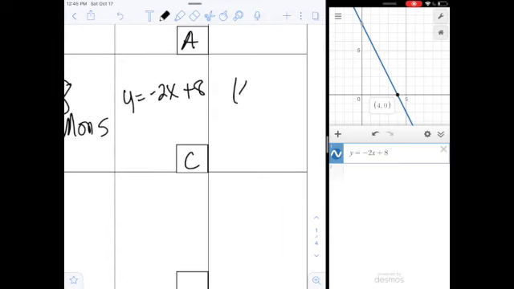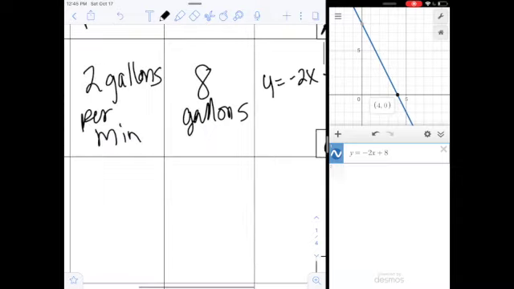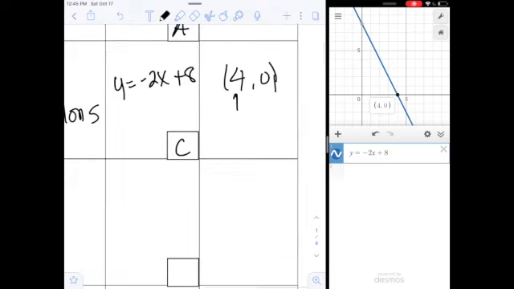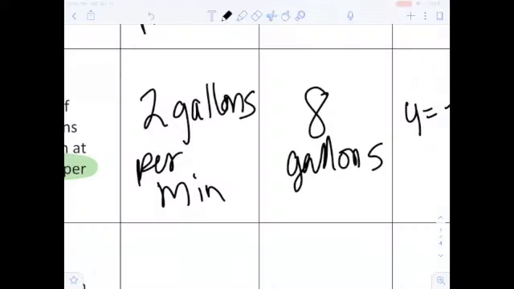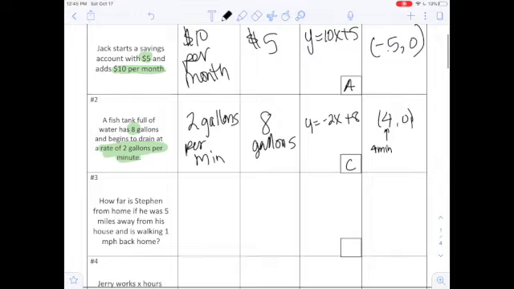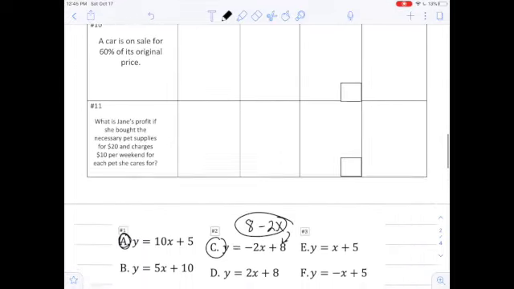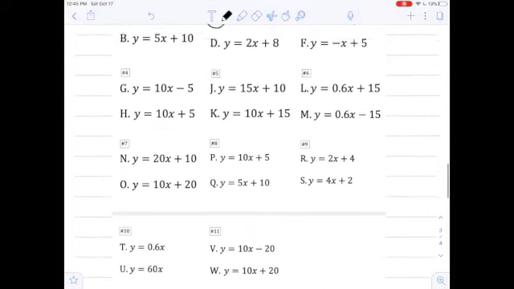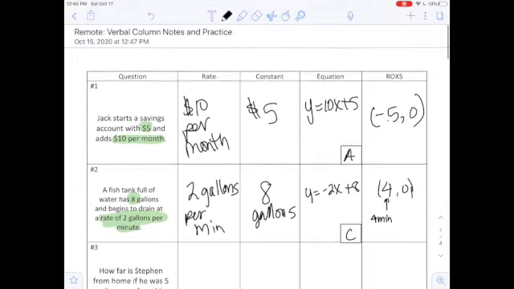So our x-intercept is over 4, 0. Now what does that mean in our situation? Well, if our rate was 2 per minute, then this 4 right here means 4 minutes. So it took 4 minutes to empty that tank. Okay, you guys, so here's going to be your assignment for the rest. You're going to complete all of these guys right here. You can utilize our answer choices down at the bottom.